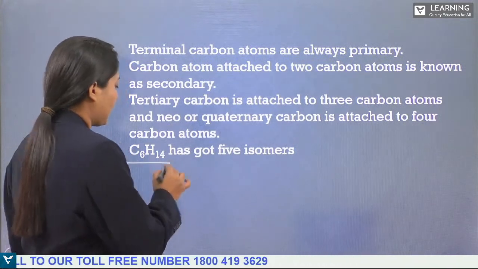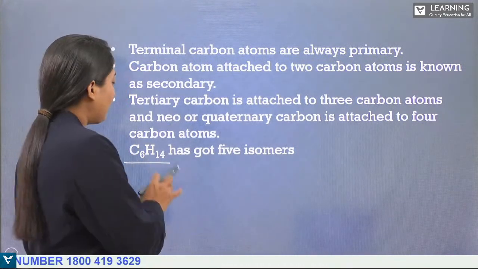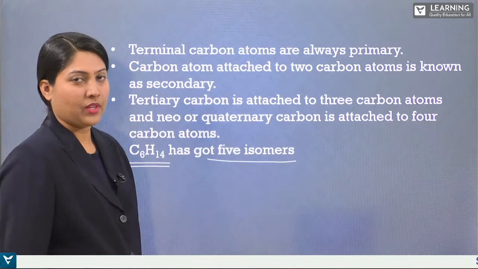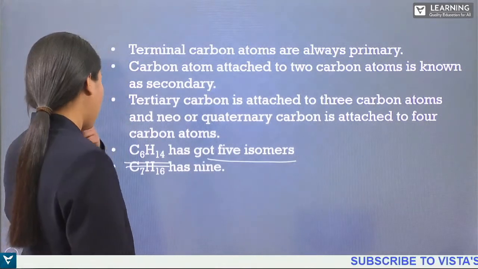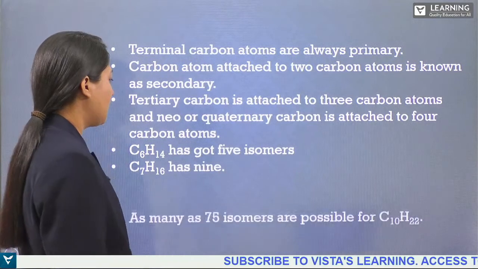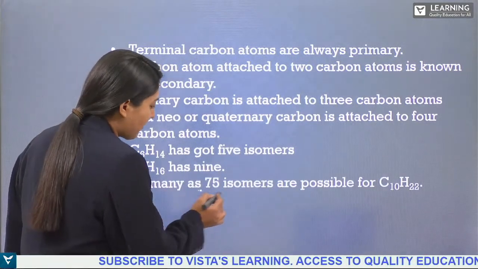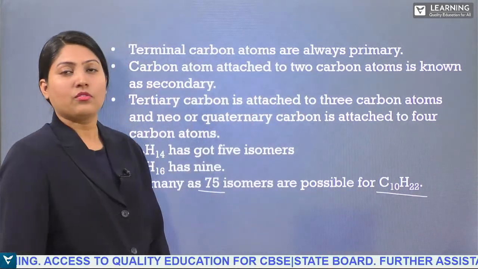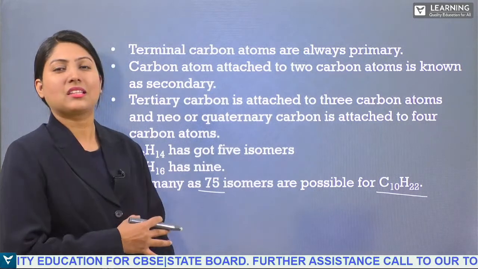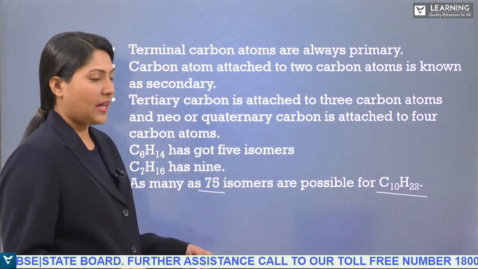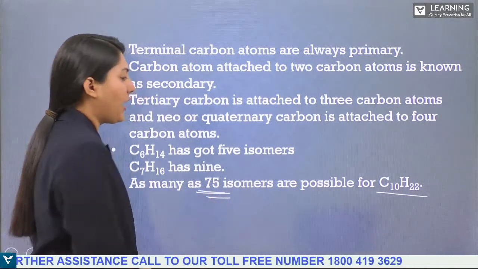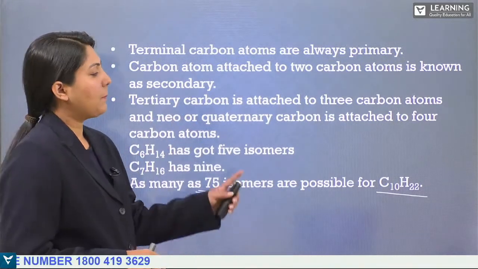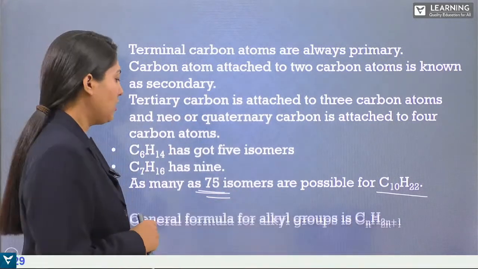So this is hexane. Hexa means 6, ane for all single bonds. Hexane has 5 isomers. Heptane has 9. As many as 75 isomers are possible for decane, that is, with 10 carbon atoms. That means 75 structures can be formed by that molecular formula.